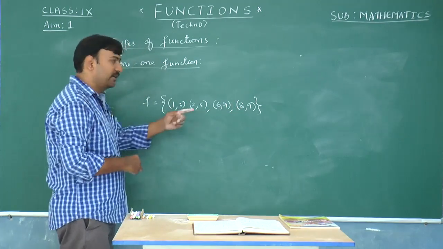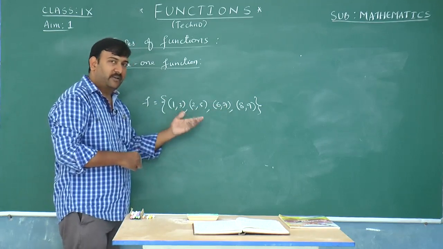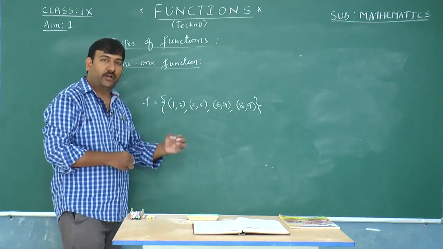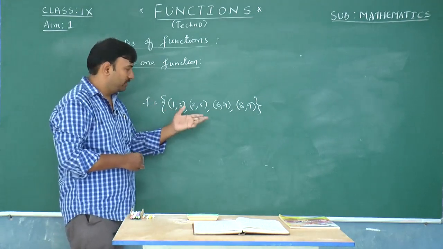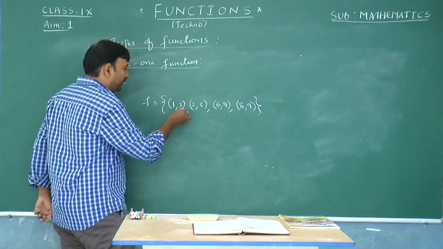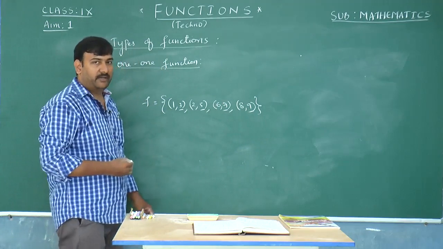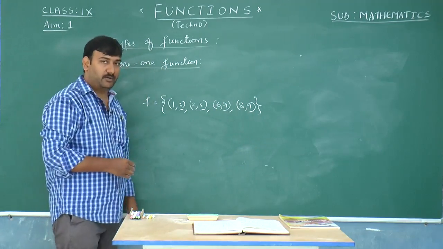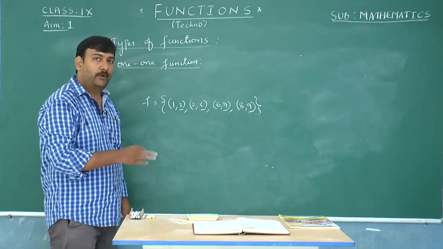Because the first coordinates are all distinct, this is a function. Now we need to confirm whether this particular function is one-to-one or not. Whenever the question is asked in this way, observe the second coordinates. If the second coordinates are all distinct, then that particular function represents a one-to-one function. If the second coordinates are not distinct, the function will not be one-to-one. Let us see why.